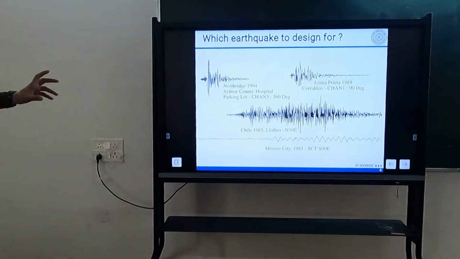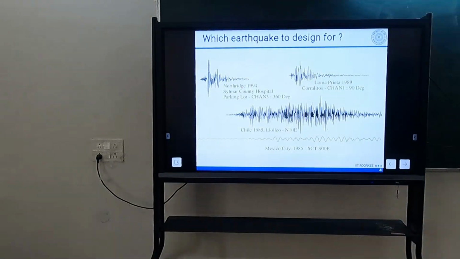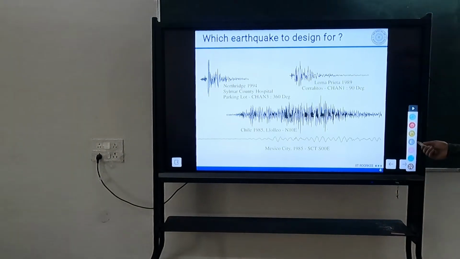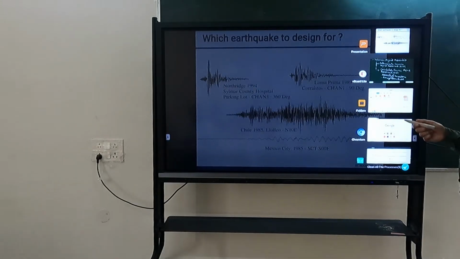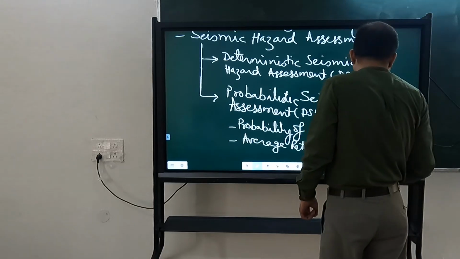So can I find some governing parameters here which I can use to predict the earthquake which is going to come at my site? So we need some parameters in terms of which we can define the ground motion characteristics.